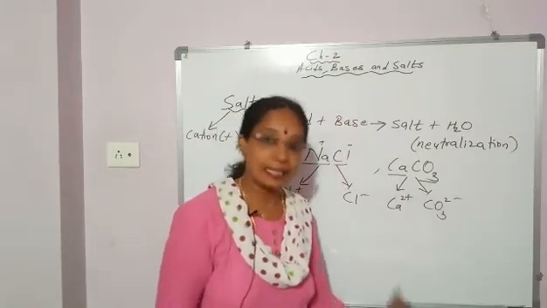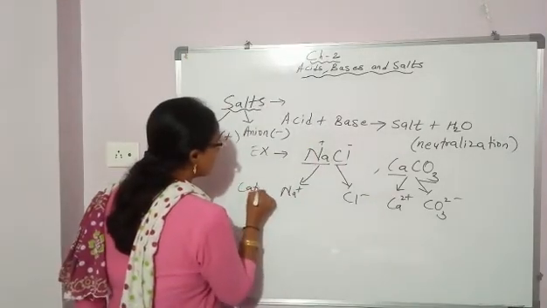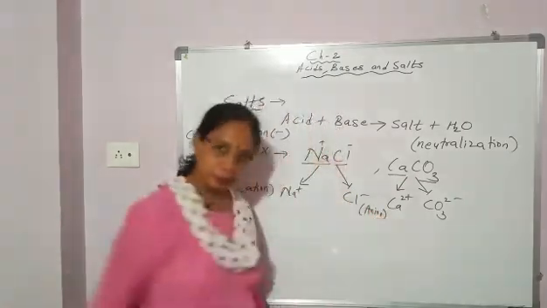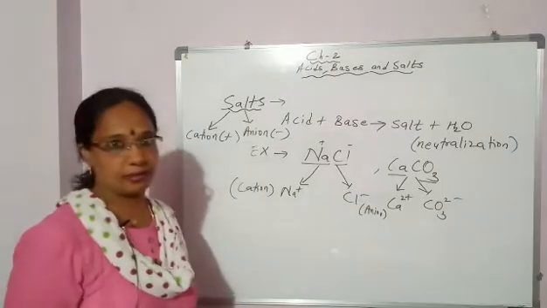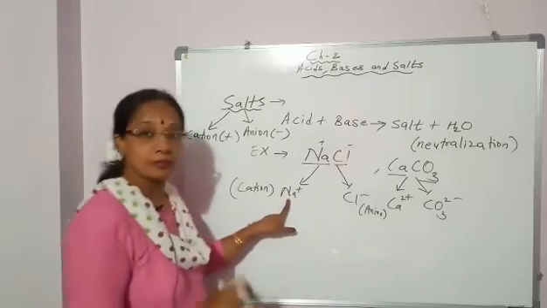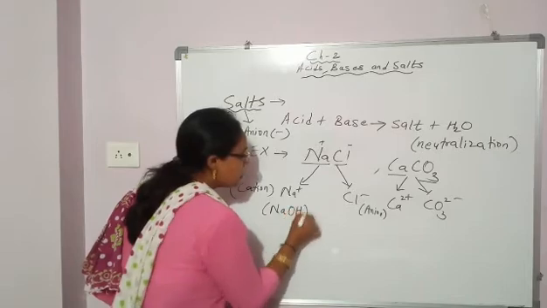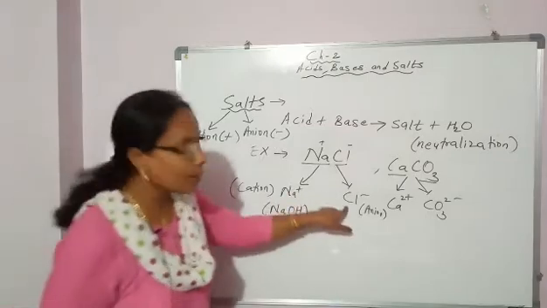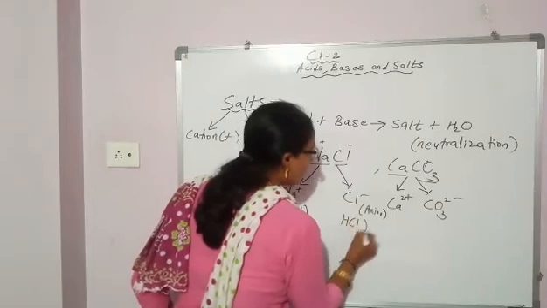So a salt always contains two parts. Positive ion, which is called the cation, and negative ion, which is called the anion. Now this positive part of the salt comes from base. So sodium comes from which base? Sodium hydroxide. And negative part of the salt comes from acid. So Cl minus, the negative part, comes from which acid? Hydrochloric acid, HCl.